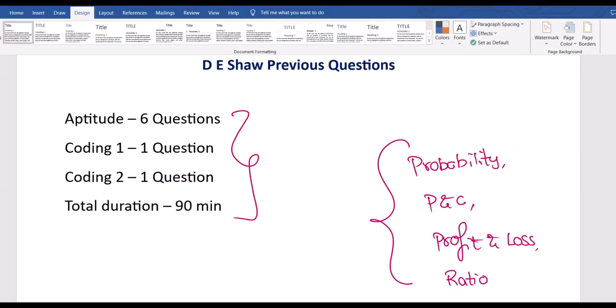Hey everyone. So the recruitment pattern for round 1 is 6 aptitude questions, all MCQs, and you can expect 2 coding questions. Altogether the time duration is 90 minutes, and you can move from one question to another; navigation is allowed. The topics you need to focus on are probability, permutation and combination, profit and loss, as well as ratios. Those were the important topics 2 years before. But what was last year's paper? We'll discuss that in this session, and as per that, you can find what extra topics need to be prepared as well.